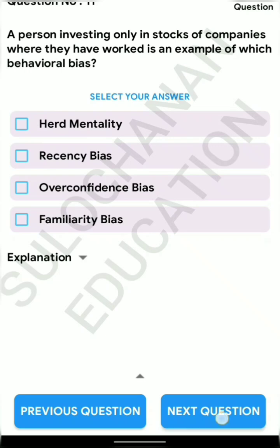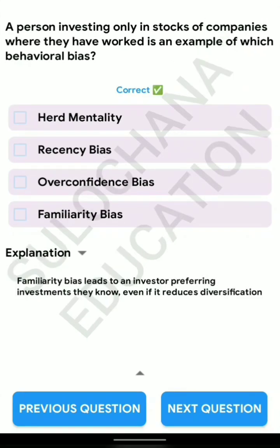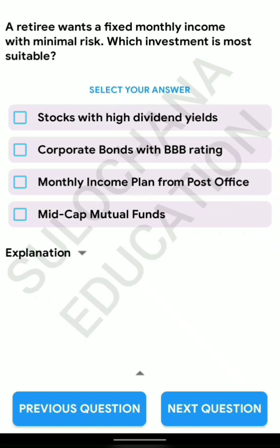A person investing only in stocks of companies where they have worked is an example of which behavioral bias? Options are A. Herd mentality, B. Recency bias, C. Overconfidence bias, D. Familiarity bias. And the correct answer is D. Familiarity bias leads to investors preferring investments they know, even if it reduces diversification.